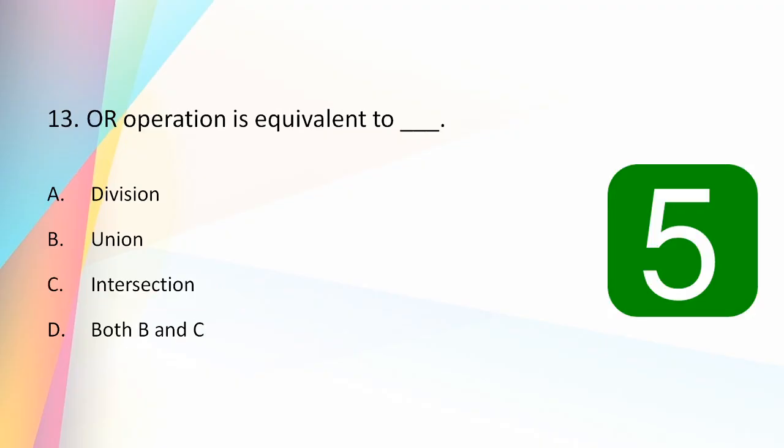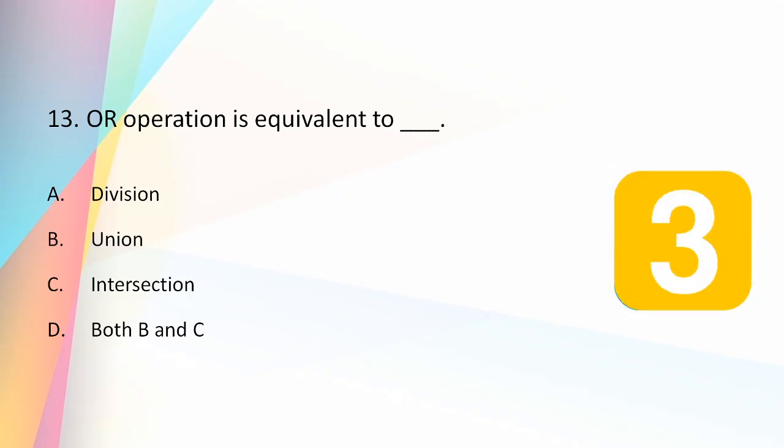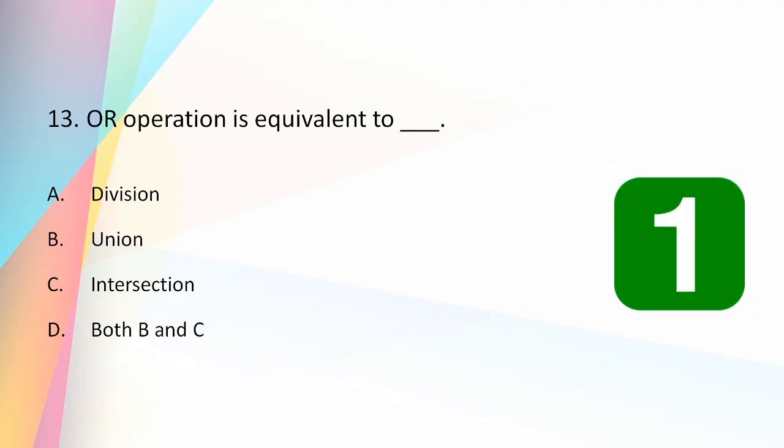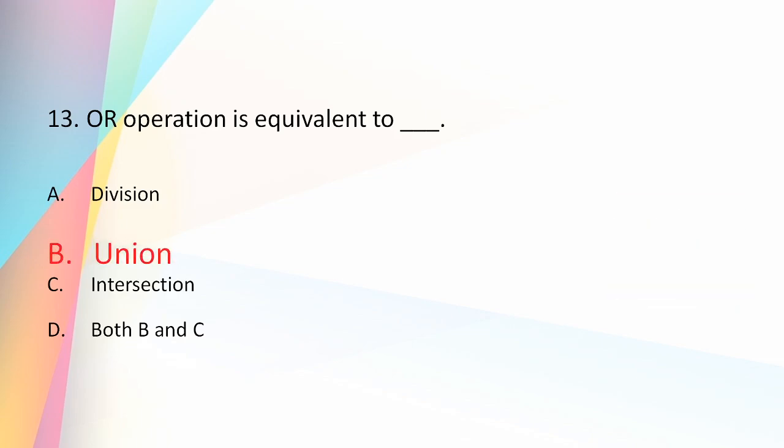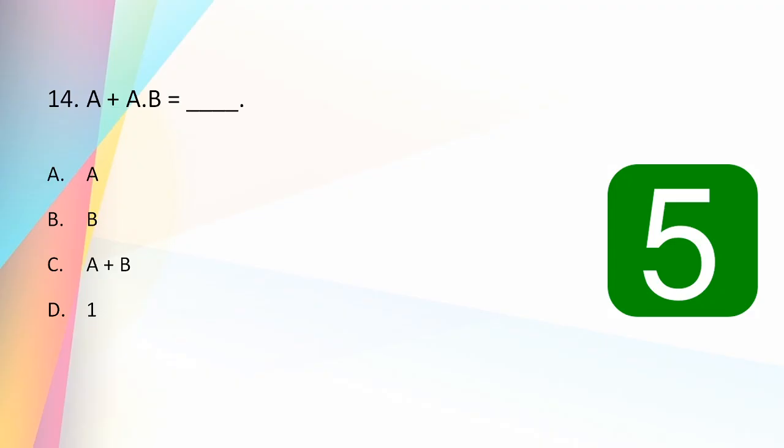OR operation is equivalent to: division, union, intersection, both B and C? And the answer is union. The logical OR operation of two variables, A or B, is also equivalent to A union B. It results in 1 if at least one of the inputs A or B is 1.